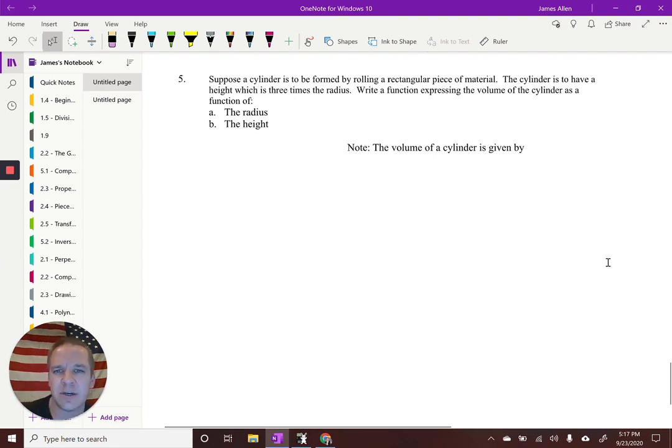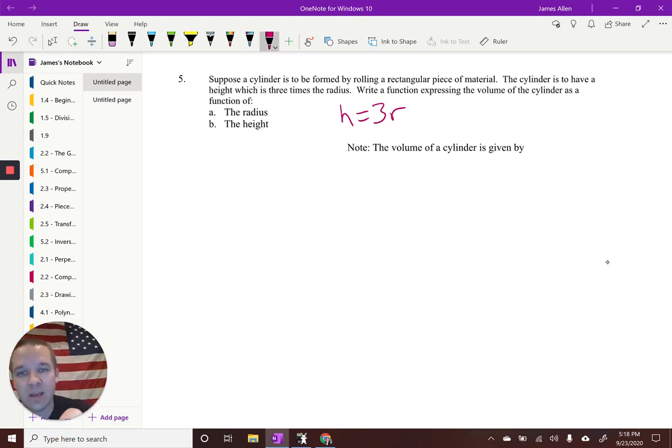So we have, suppose a cylinder is to be formed by rolling a rectangular piece of material. So like a soup can, or like if you think of a soup label, right, how it wraps around there, it's a rectangle that wraps around to form that cylinder. The cylinder is to have a height which is 3 times the radius. So my height is equal to 3 times the radius. I'm going to jot that down. Write a function expressing the volume of the cylinder as a function of the radius and also as a function of the height. So V of R and V of H.